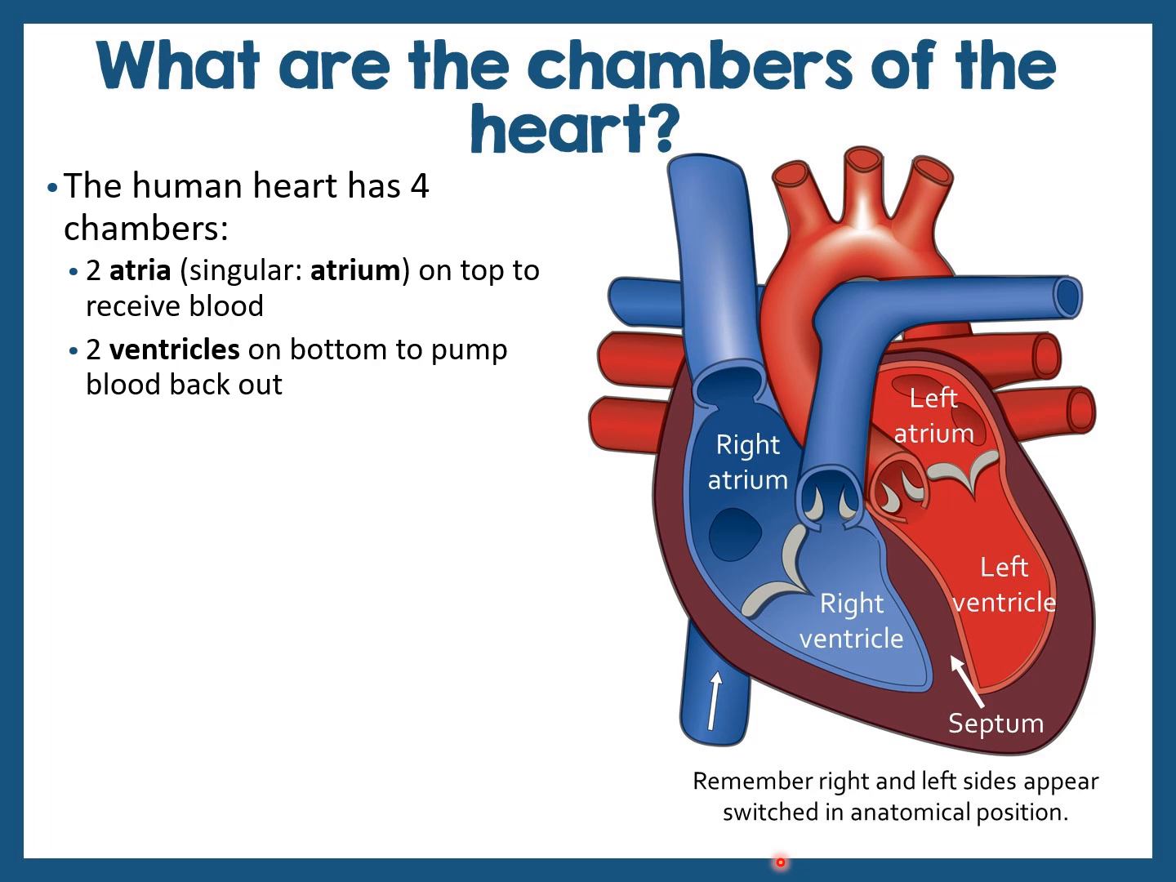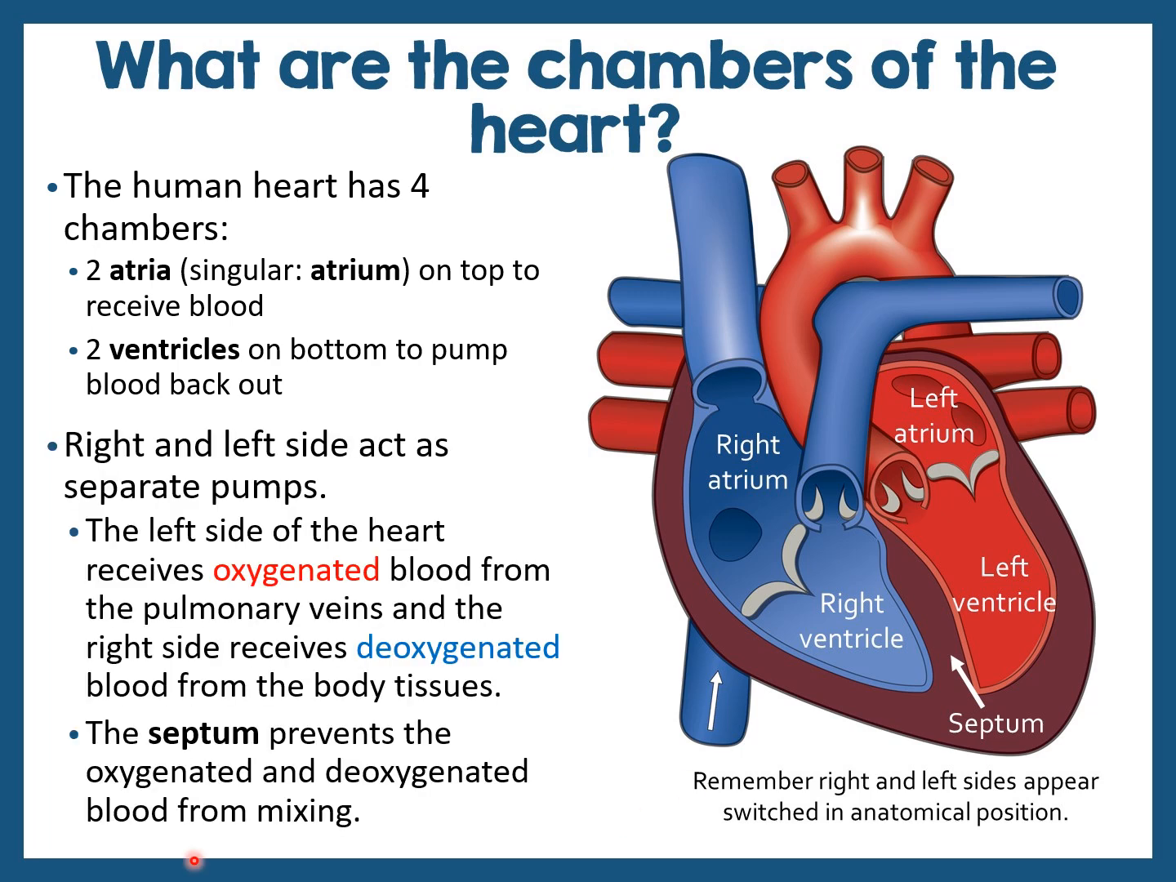So everything in the heart, in this lecture, is going to be in groups of 4. The 2 other chambers are ventricles. These are going to be down on the bottom by the apex, and they are going to pump blood out of the heart. The blood will enter through these arteries here and pump the blood back out.